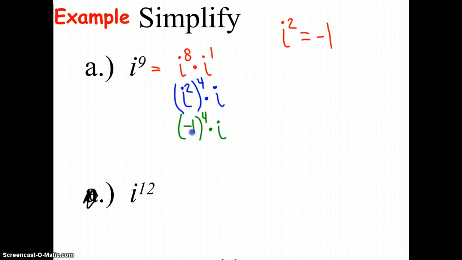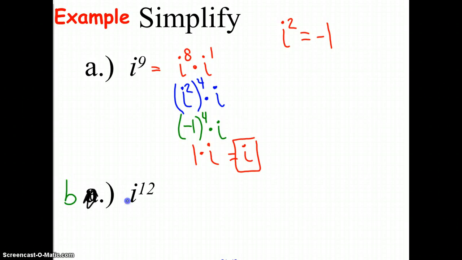Okay, so what's a negative to an even power? Positive, right. You're always going to have a positive when you have a negative to an even power. And then you have 1 times I is I. All right, good. Now, what about B? This is B.